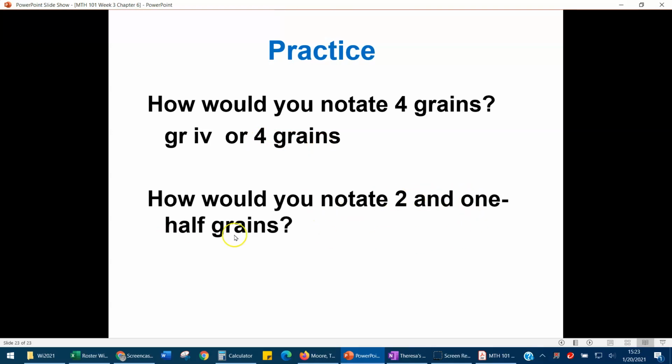Now, 2.5. In Roman numbers, we'd have GR. We would have the number for 2 and the number for half. So it'd be GRIISS, or 2.5 as a mixed number and grains.